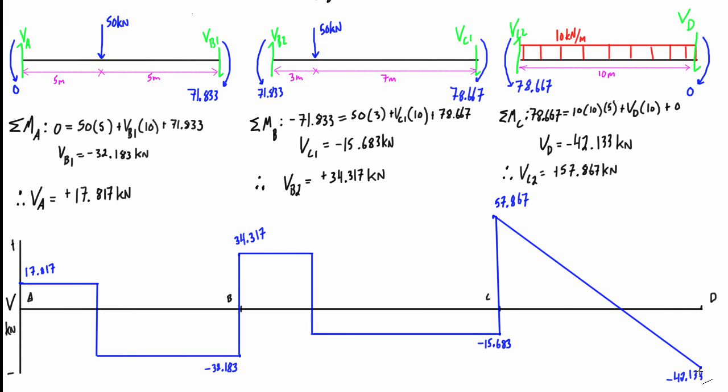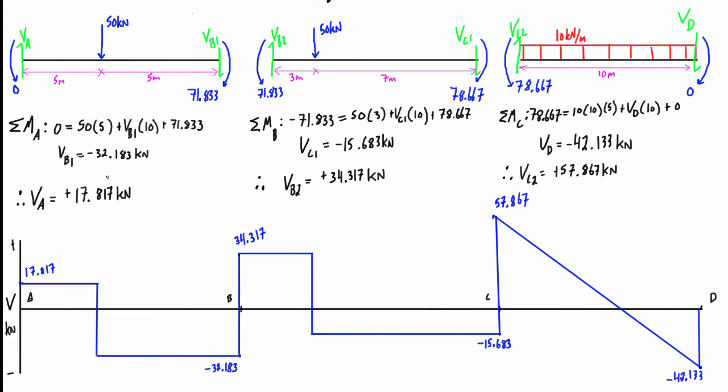The other thing that you could check if you're curious is the total change in magnitude of the shear as we go through this distributed load. The total force caused by the distributed load is 100 kilonewtons because it's 10 kilonewtons per meter times 10 meters. And then sure enough, if you take this total change in magnitude, you have 57.867 plus 42.133. That is 100 kilonewtons. So just nice checks to do all around. All right, so let's just close this off, and that's going to bring us to the end of the beam.